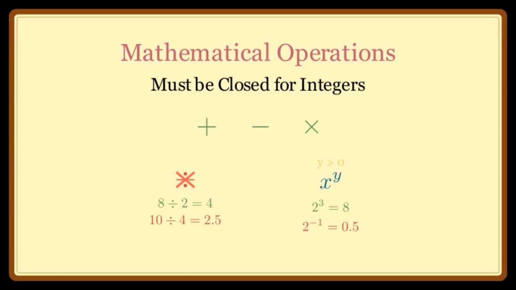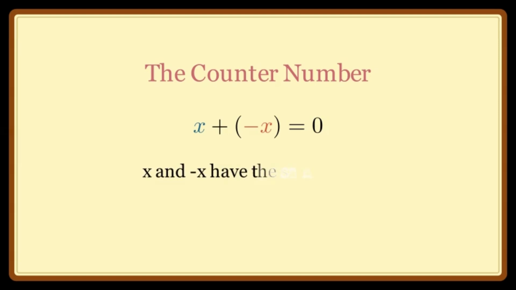Before we build our master table, let us talk about the counter number. That is the magical number that, when added to a given number, results in 0. In other words, if you have a number, its counter number is simply the negative version of that number. It is the ultimate undo button.